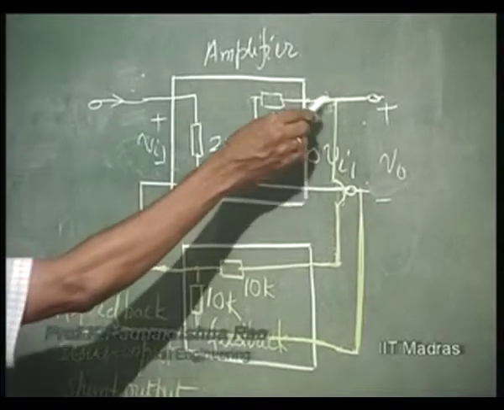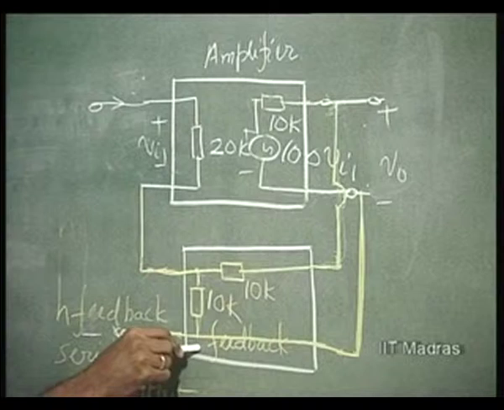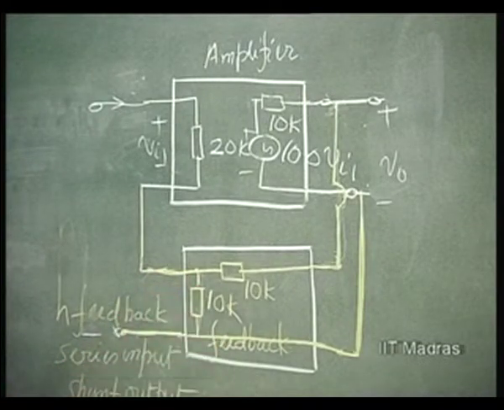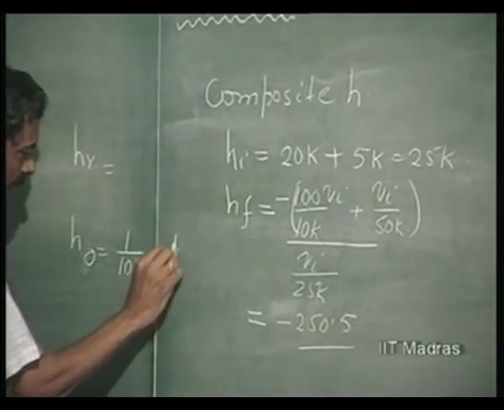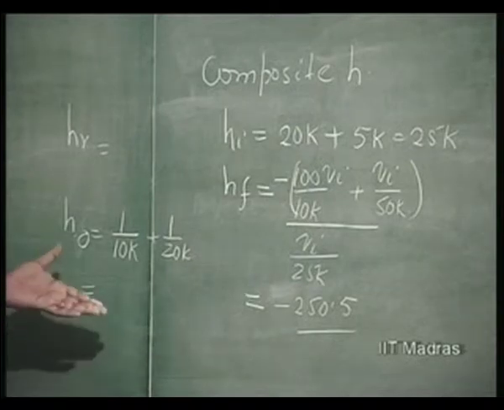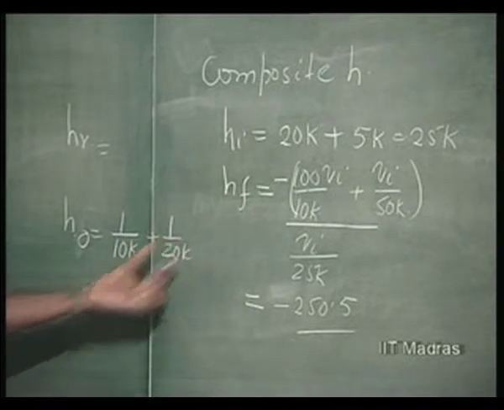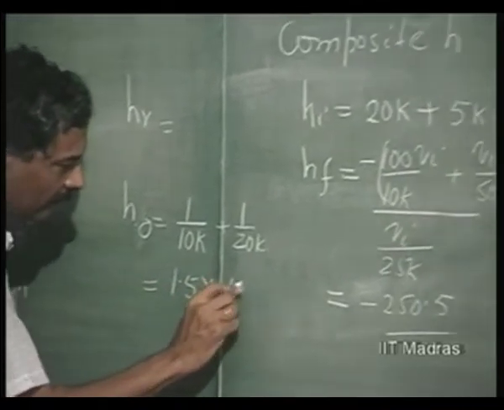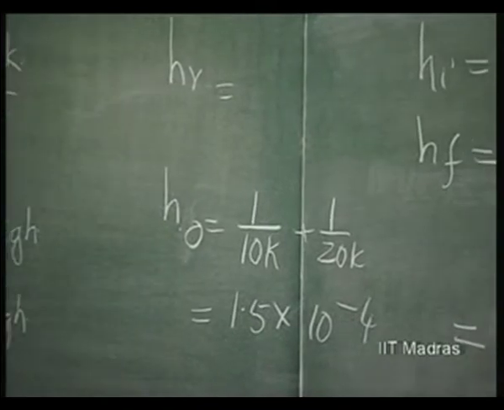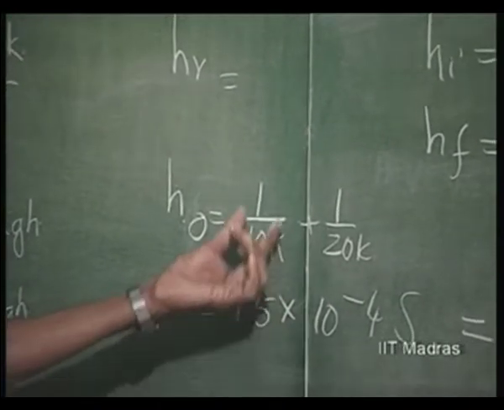So, that is nothing but you have 10 K here, and this is open. So, you have 10 K plus 10 K here. So, you have 20 K here, parallel with 10 K. Is this clear? So, what you can obtain is this, 10 K and 20 K. Right? This is 10 to the power minus 4, this is 0.5 into 10 to the power minus 4, which is 1.5 into 10 to the power minus 4. That many Siemens.